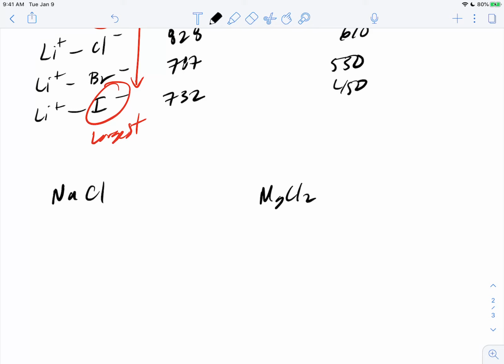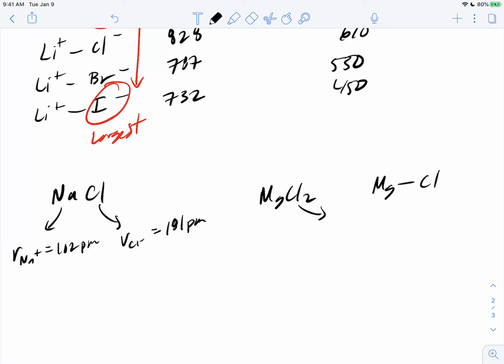So we can say that Na has an ionic radius of 102 picometers, and chlorine has a radius of 181. So we see this here. And again, when we see MgCl2, we are still looking at one interaction, even though it has two. And that is the same for NaCl. So we're just comparing the one interaction here.